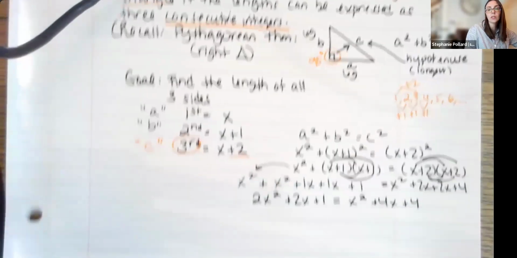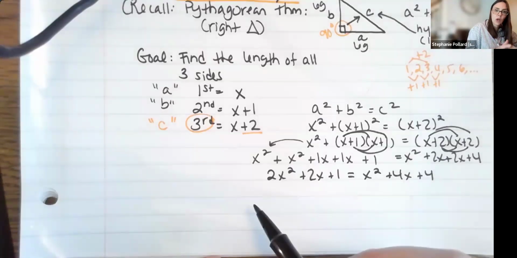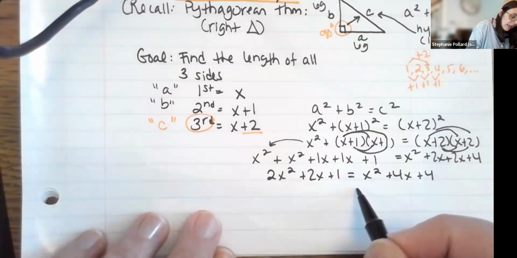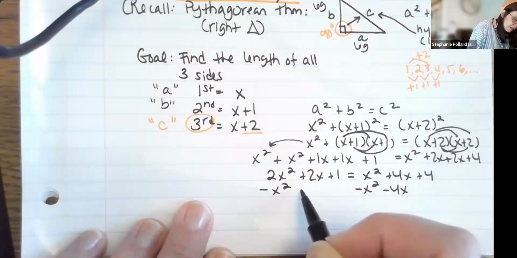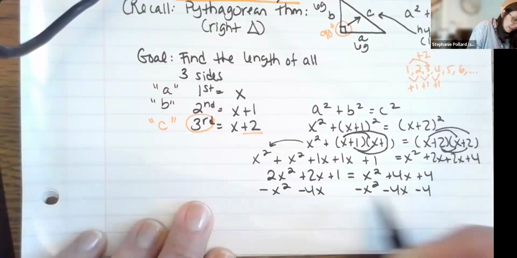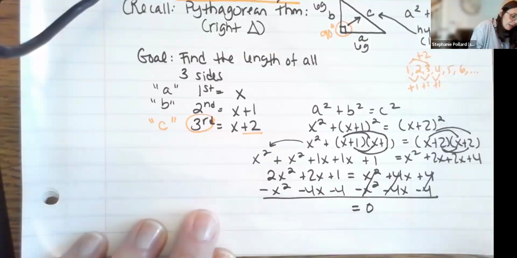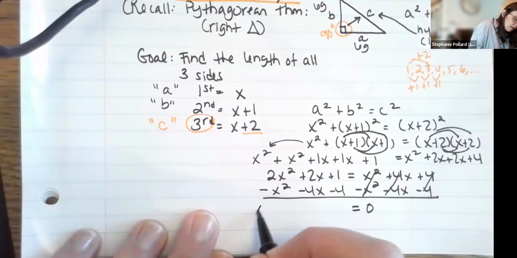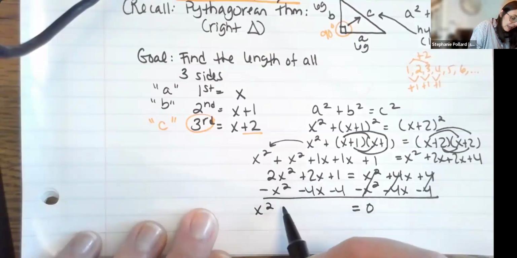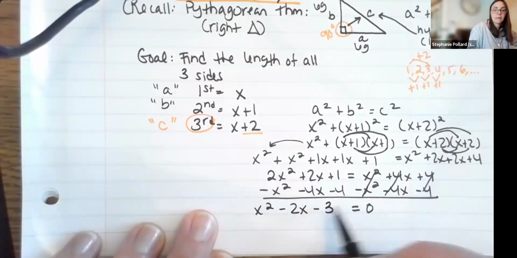And then what I'm going to do is bring everything to one side. I'm going to go left here and just do this all at once. So I'm going to subtract the x squared from both sides, the 4x from both sides, and the 4 from both sides. So everything on the right is going to cancel and give me a 0. On the left, 2 minus 1 is 1, so this is x squared. 2 minus 4 is negative 2x, and then 1 minus 4 is negative 3.